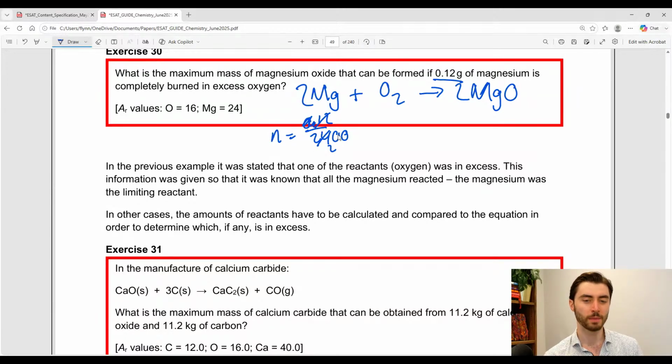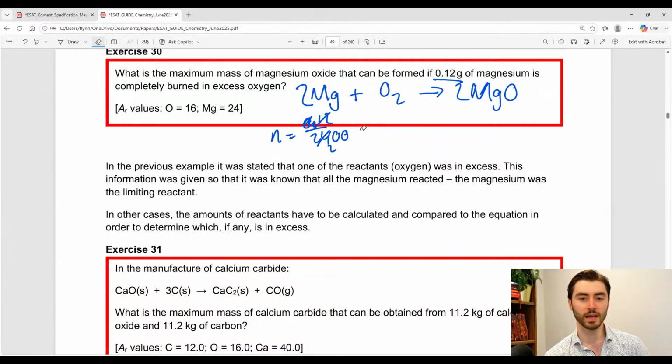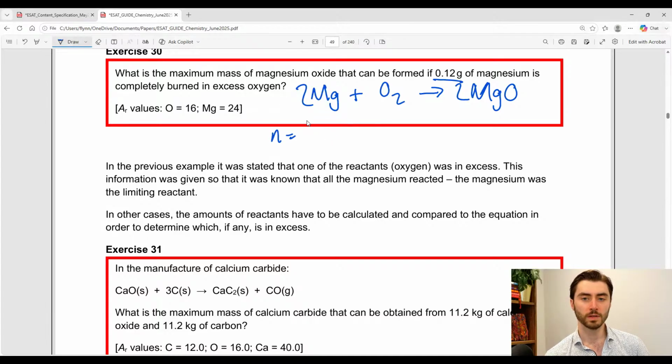Should not have done it that way, but it's basically 0. It's okay. Let me instead say that is 120 times 10 to the minus 3 all over 24. Then that becomes 5 times 10 to the minus 3 moles of magnesium.